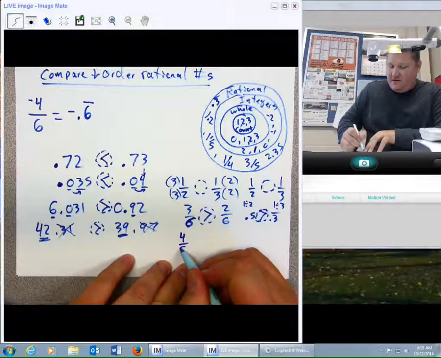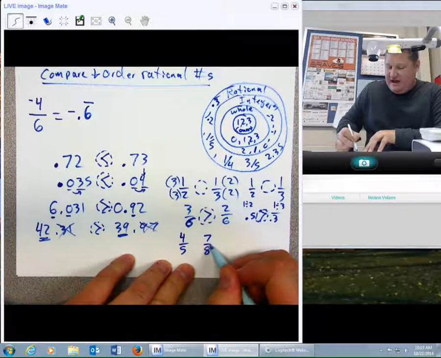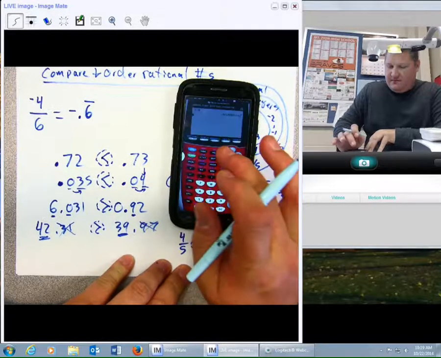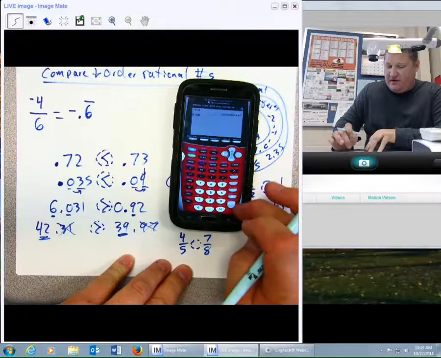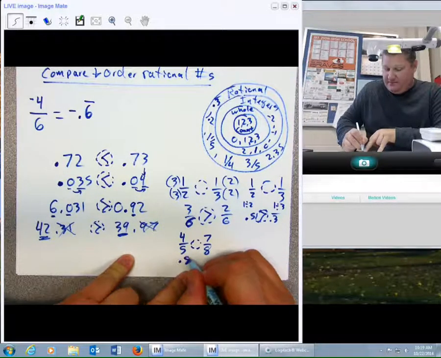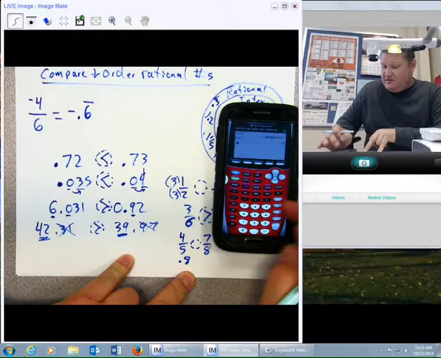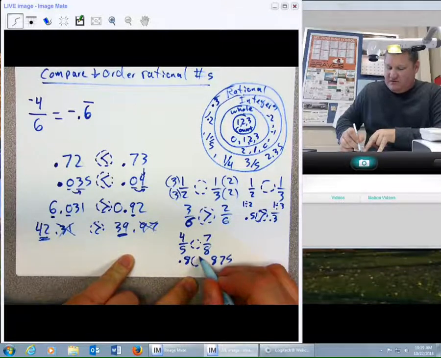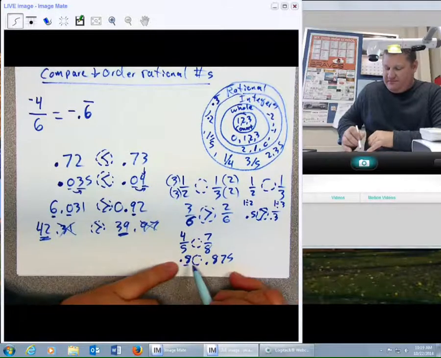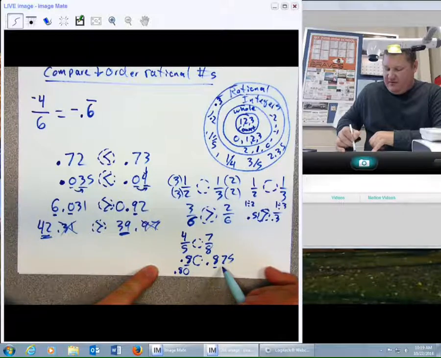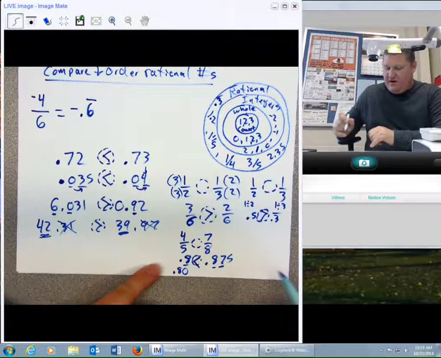So 4 fifths and 7/8. Well, 4/5, let's grab our calculator. 4 divided by 5 is going to be 0.8. 7 divided by 8 is 0.875. So which one's bigger? Well, the 8's are the same. 0.8 would be like 0.80. This is 0.87. That's way bigger.